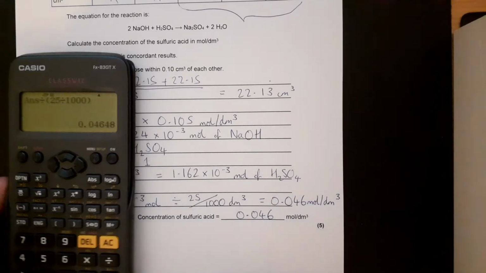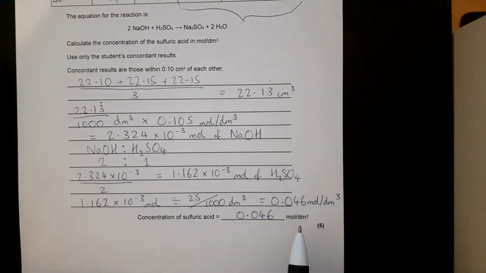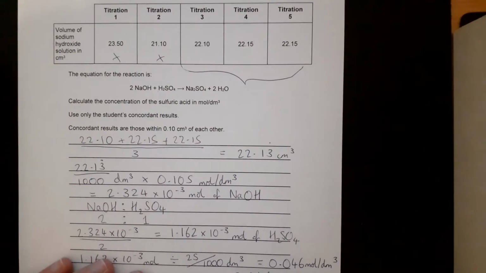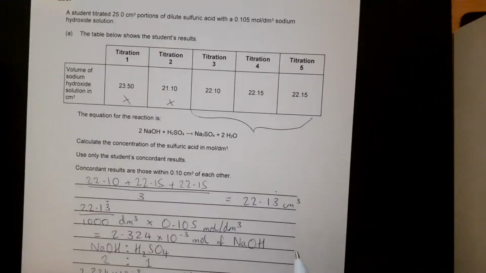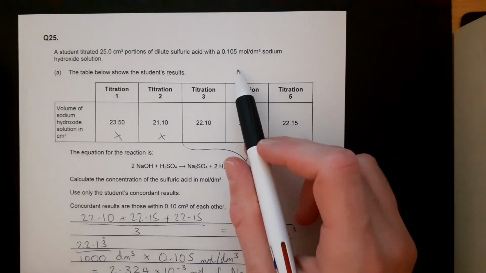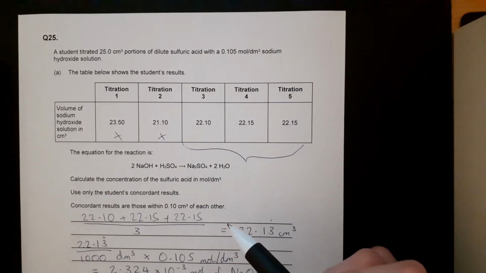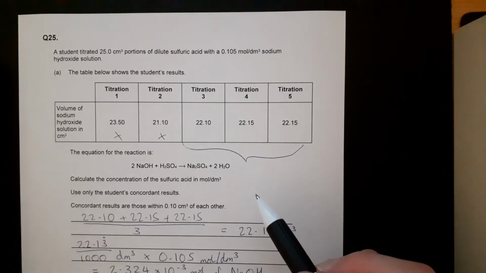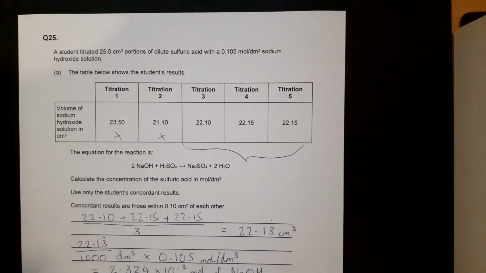Does that seem reasonable? Let's just do a check. You should find that when you're doing a titration, the concentrations of the acid and the alkali are similar to each other. They won't be exactly the same, but they should be somewhere near. You don't want one to be 0.5 and the other to be 7,000. That suggests you've done something a bit dodgy. So we've got 0.046, and the concentration of the other one was 0.1. So that seems reasonable, they're somewhere near each other. So that gives us a clue. We're in the right ballpark. We've probably got this right.